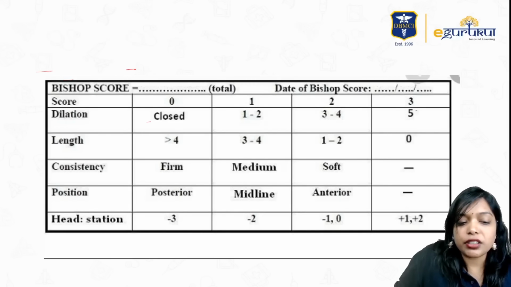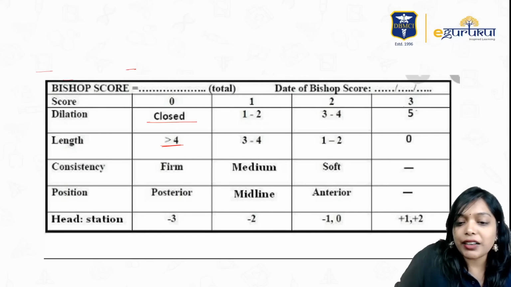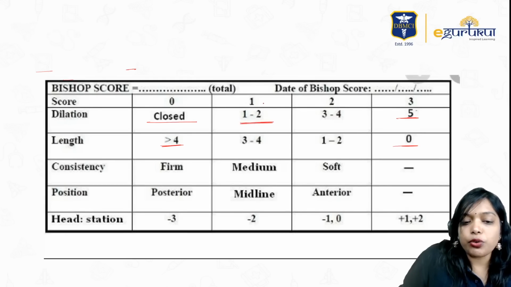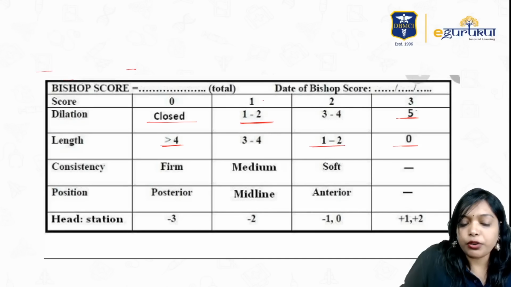When dilatation is closed, you get a score of 0. When length is more than 4, you get a score of 0. Whereas when dilatation is 5, you get a score of 3. When length is 0, you get a score of 3. Dilatation 1 to 2, you get a score of 1. Length 1 to 2, you get a score of 2. Dilatation of 3 to 4, you get a score of 2. Length 3 to 4, you get a score of 1.